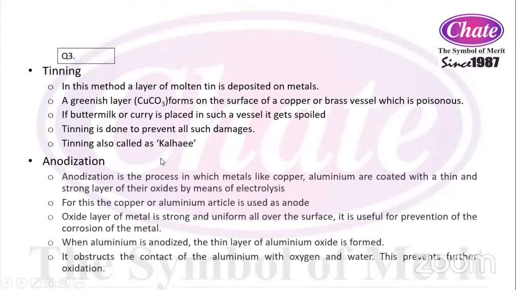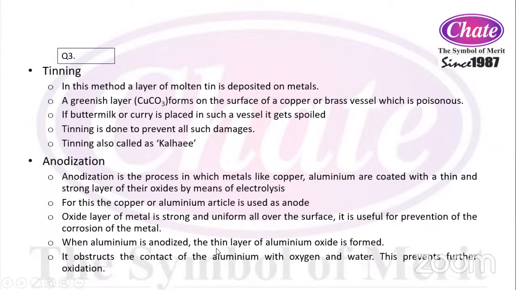Now the next is the anodization. In this method, you can write many things. Anodization is a process in which metals like copper, aluminum are coated with a thin and strong layer of their own oxides. तो ये खुद का ही ऑक्साइड का लेयर अपने मेटल के सरफेस पे बना सकता है. So using anodization हम ऑक्सीडेशन करते हैं. So the oxide layer of the metal is strong and uniform all over the surface. It is useful for prevention of the corrosion of the metal.